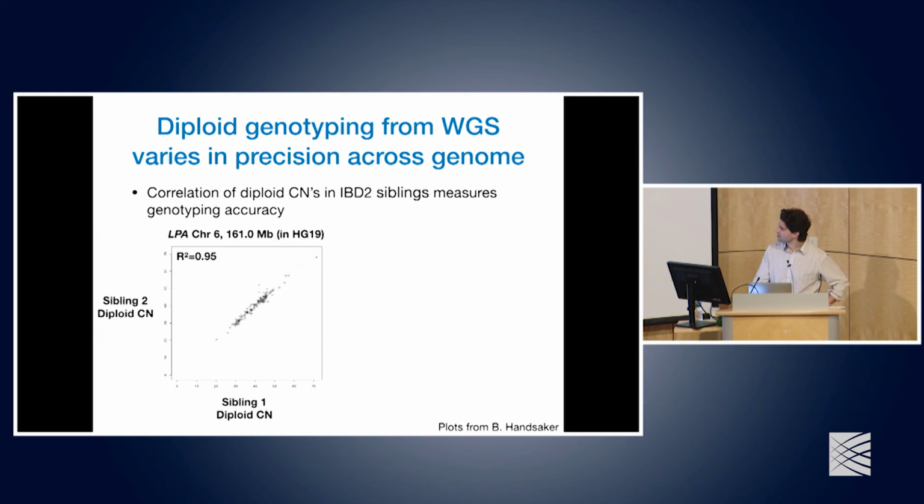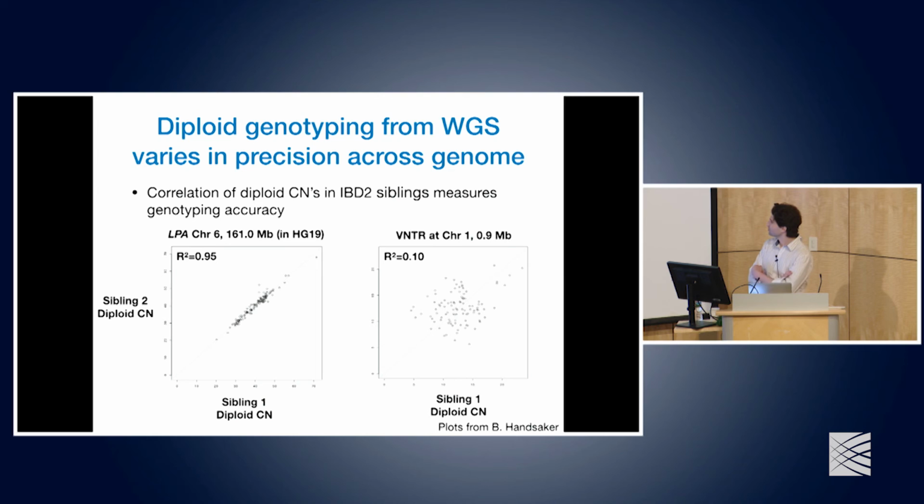So here's the sibling correlation at LPA. These are just the IBD2 quartets, the quartets where the children have the exact same two copies of LPA. We've plotted sibling 1's diploid copy number estimated from whole genome sequence data against sibling 2's copy number. And you see these are very strongly correlated. The R-squared is 0.95. So this continues to be true at some VNTRs and just isn't true at other VNTRs.